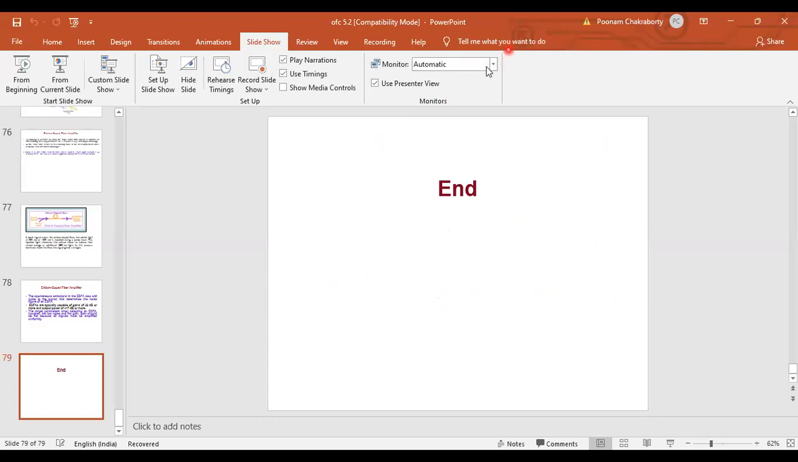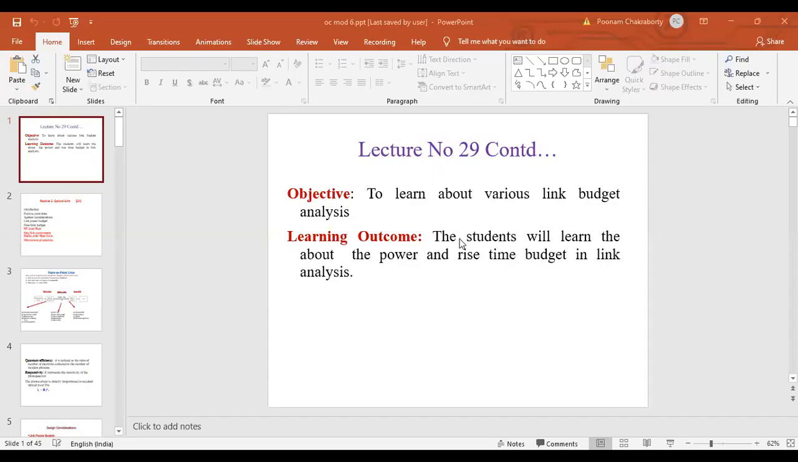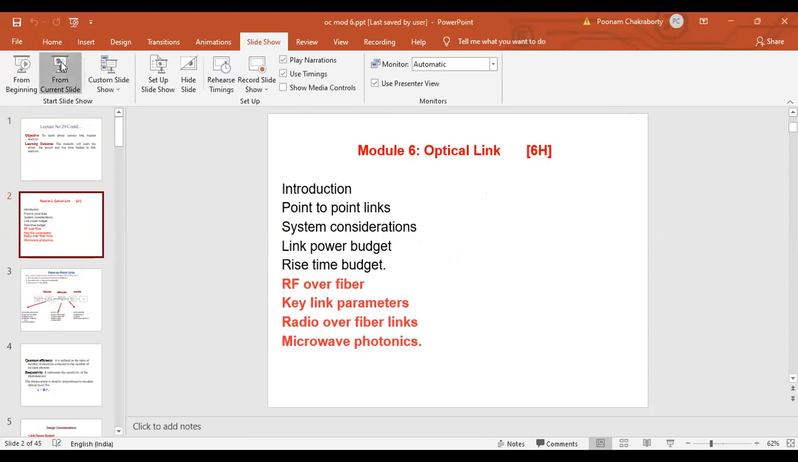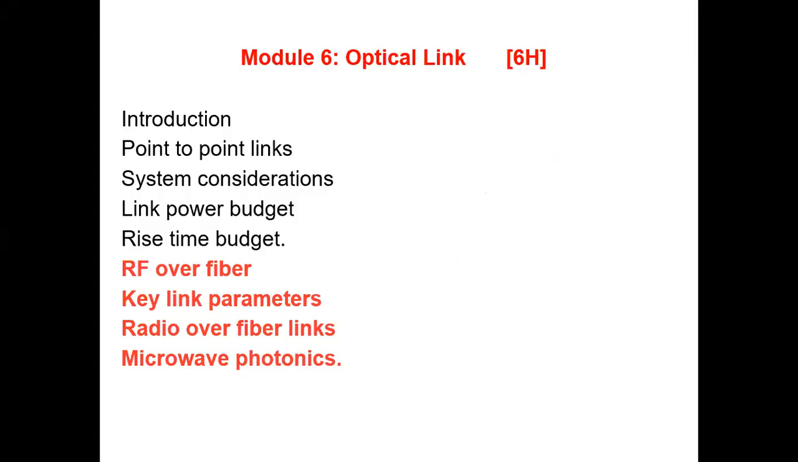So this completes your 5th module. I'll just introduce you to the 6th module, which I'll continue tomorrow. The 6th module is named Optical Link. Actually, since it is the last module, you should have studied 3rd and 4th, 5th, and then the 6th one.